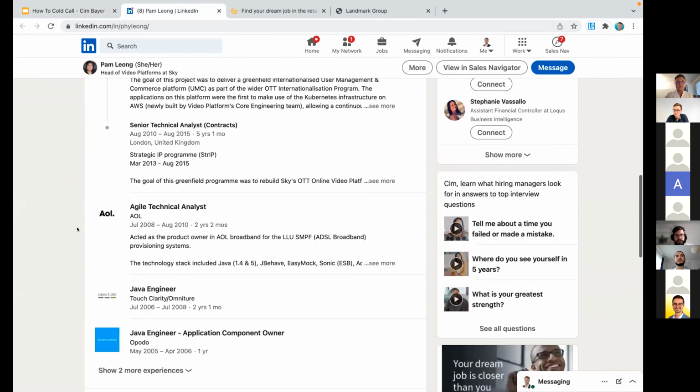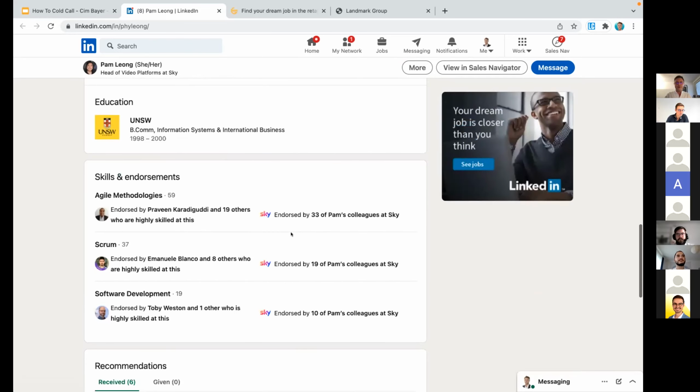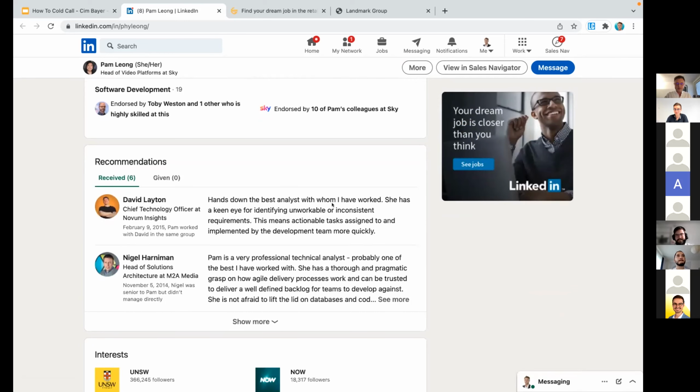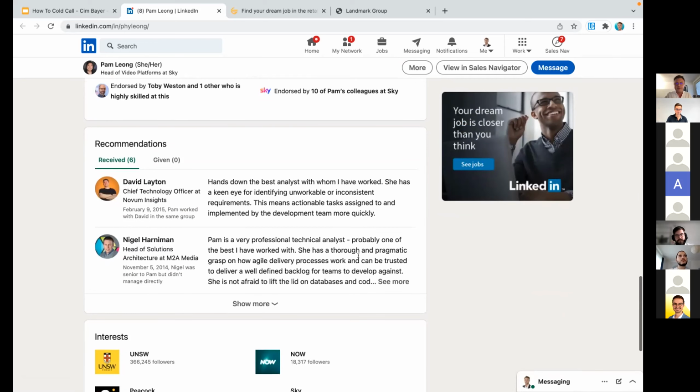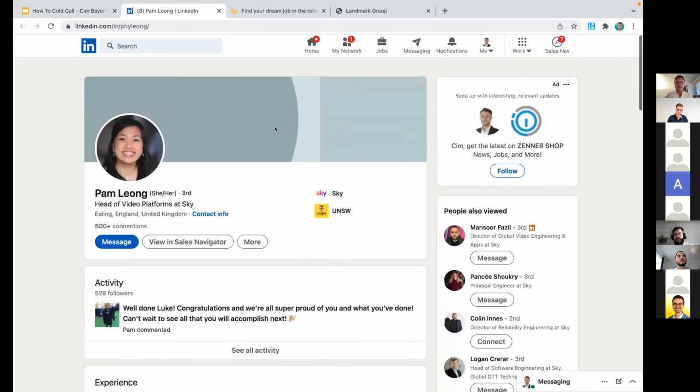You can already read here that she was a technical analyst. So that's a really strong indication for what personality profile? For conscientiousness. Exactly. I already have the feeling you guys are doing really great. She's also giving recommendations. Pam is a very professional technical analyst. So just from a quick look at Pam's profile, I would assume that she would resonate with numbers and facts. You can only convince Pam if you have some numbers to share with her, and probably you should use that in the opening statement.